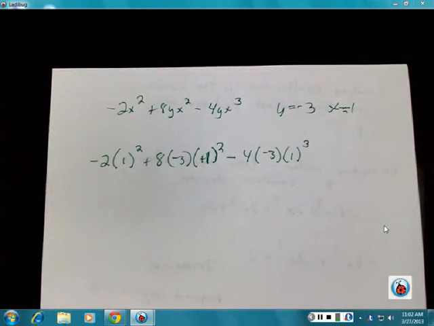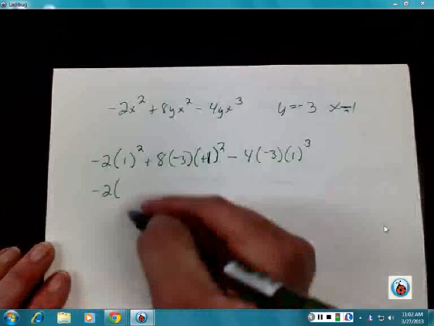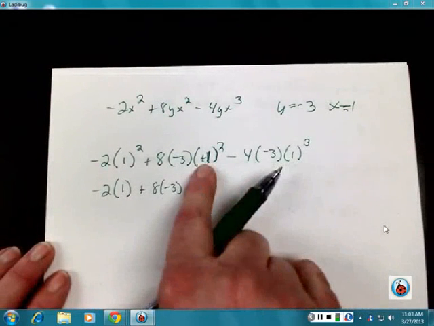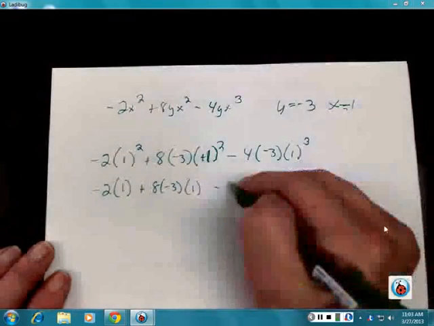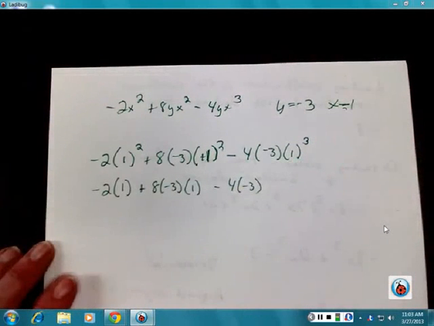Now we're right back into chapter 1, I think, order of operations. Order of operations says I need to do what's inside parentheses. I don't have any math inside parentheses, just solid numbers, but I have exponents, so let's take care of those. What's 1 squared? 1 times 1 is 1. 8 times the negative 3, 1 squared is 1 as well. And what's 1 cubed? 1 times 1 times 1 is 1.